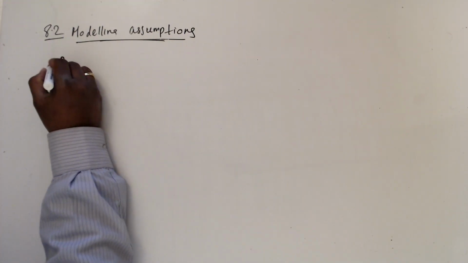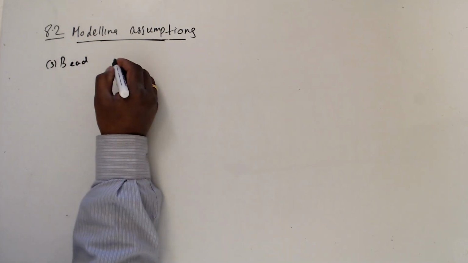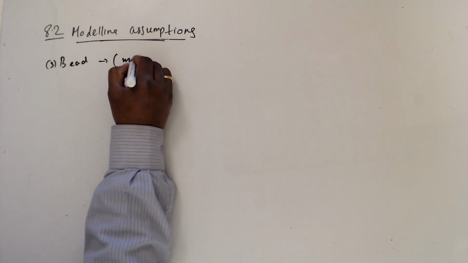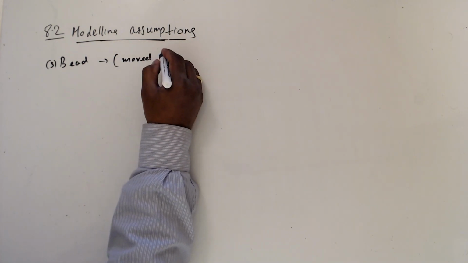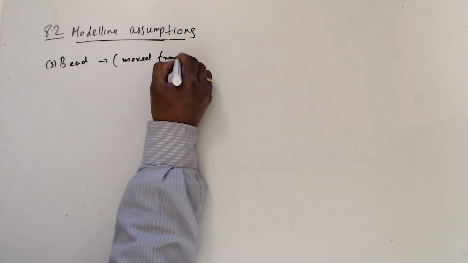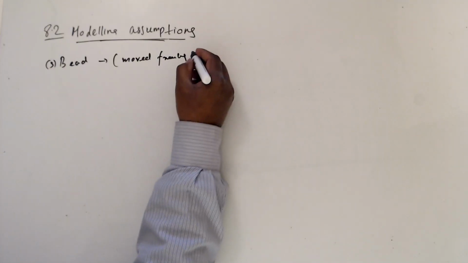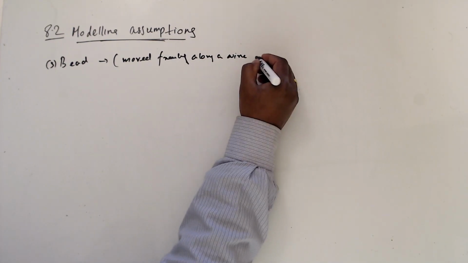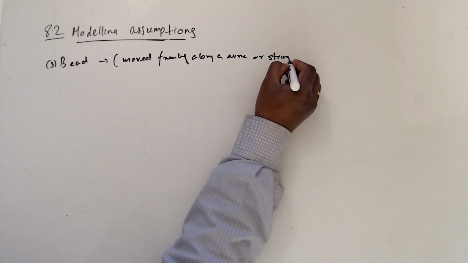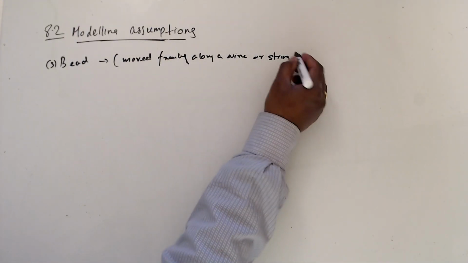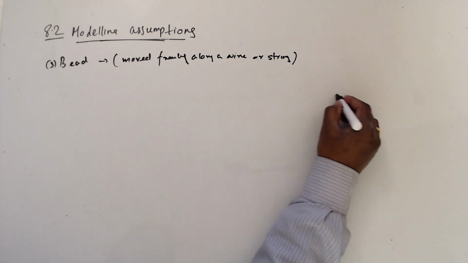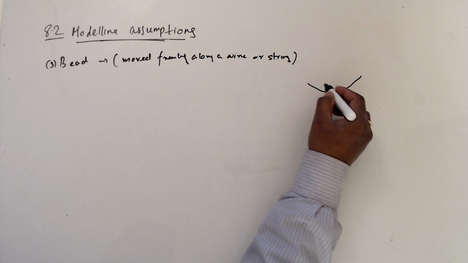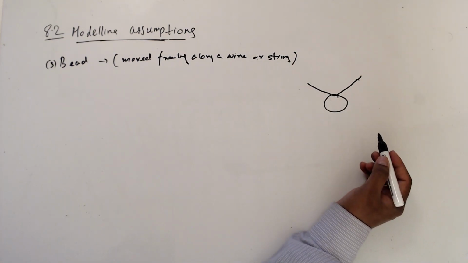The fifth one is bead. It's basically a ring that moves freely along a wire or a string. Something like this. This is the ring, and it's going through the wire or string.